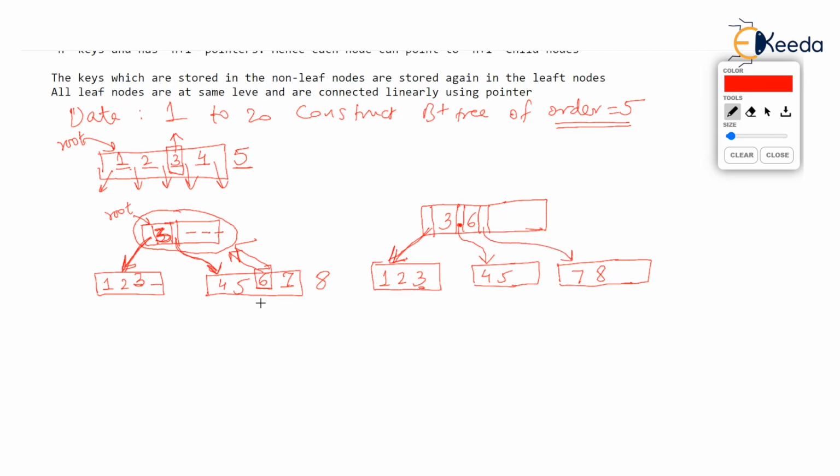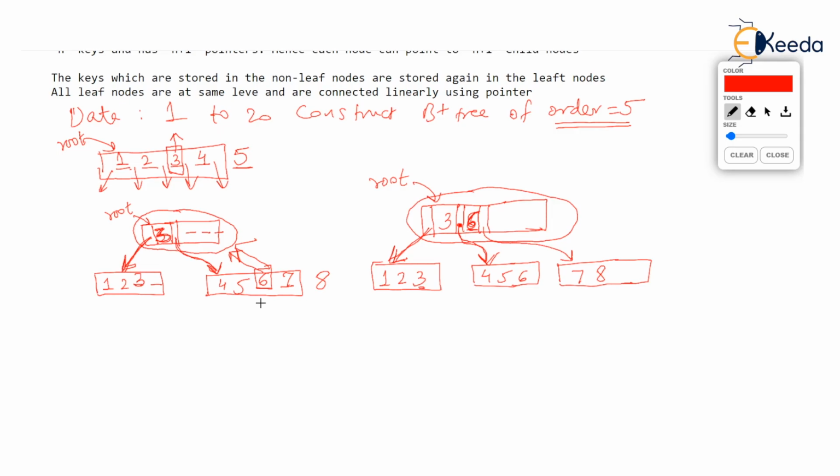But wait, now you can see this non-leaf node, this is the root. It has 3 children, and it has 6 now, and 6 should be stored in the leaf node. So what was the rule we set up? If we want to add 6 again, then it should be added to the left of 6. The left of 6 is the node 4 and 5. So 6 joins in this leaf node.